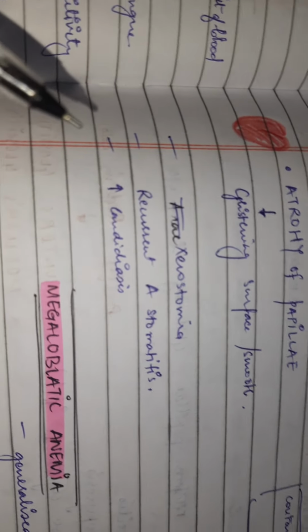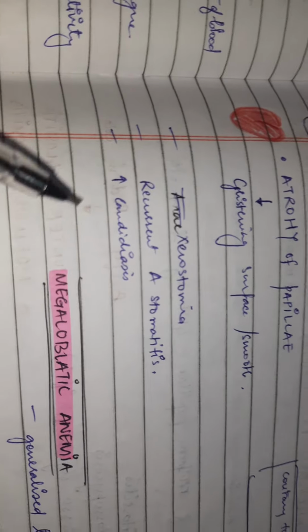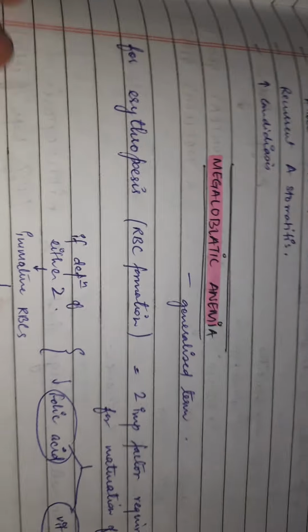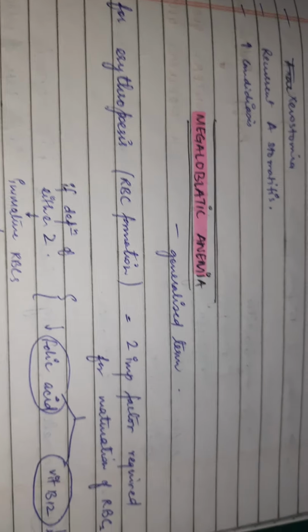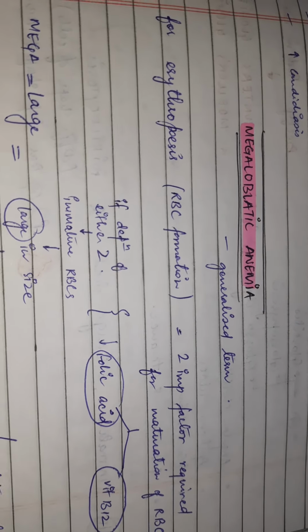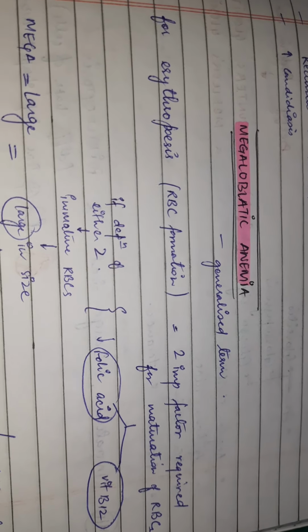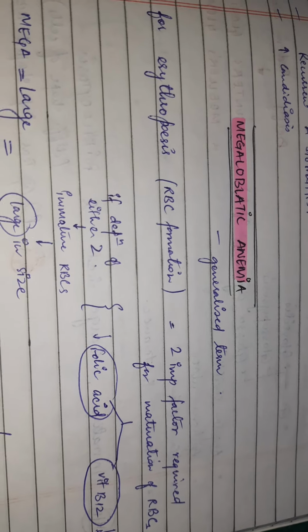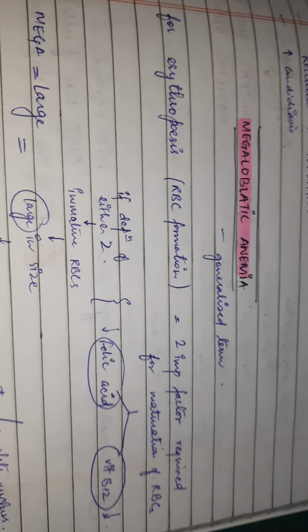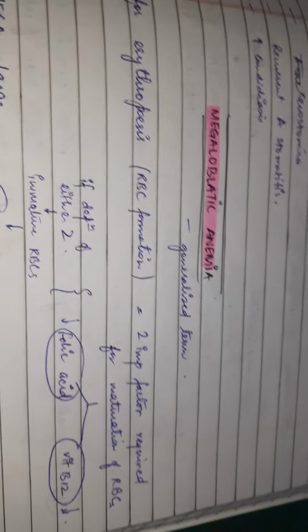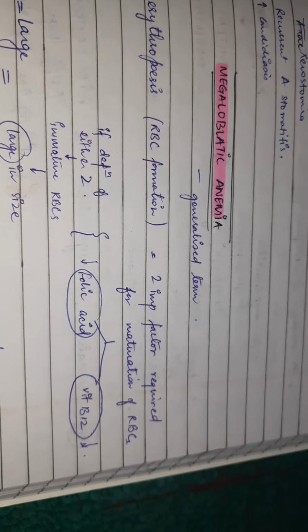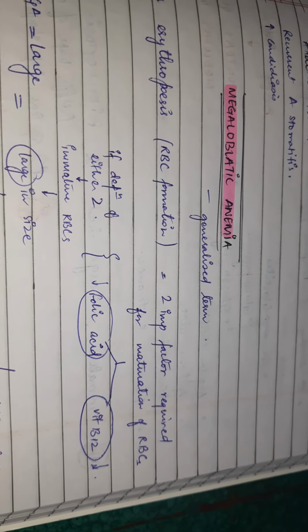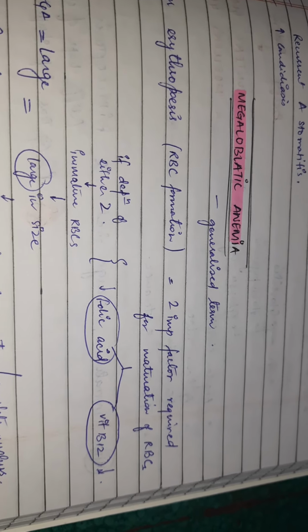Xerostomia is also present, recurrent aphthous stomatitis, and increased incidence of candidiasis are also findings. Now megaloblastic anemia, a generalized term. Megaloblastic anemia is a generalized term for defective erythropoiesis of RBC. Obviously erythropoiesis is of RBC, which means RBC formation. Two important factors are required for maturation of RBC: folic acid and vitamin B12.